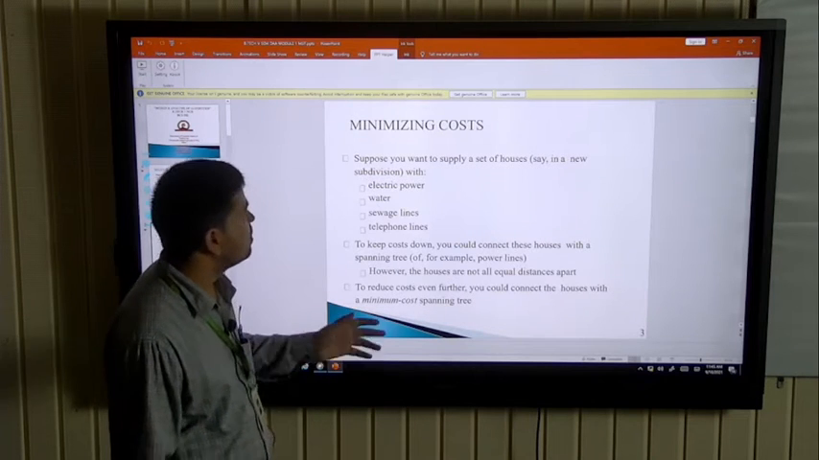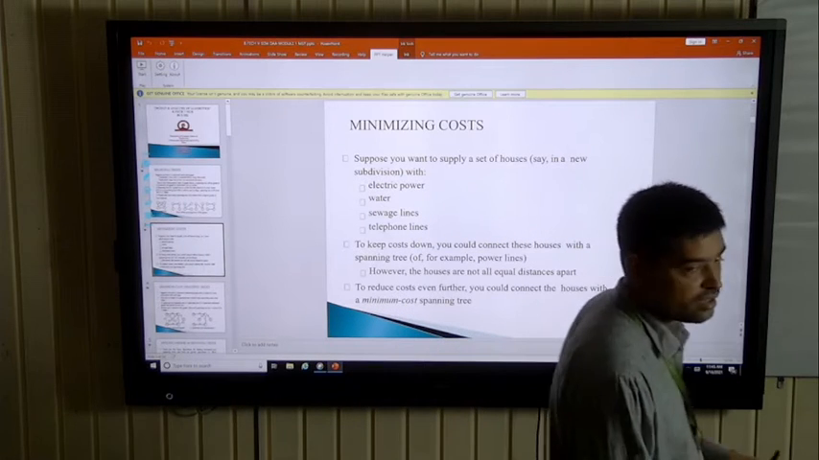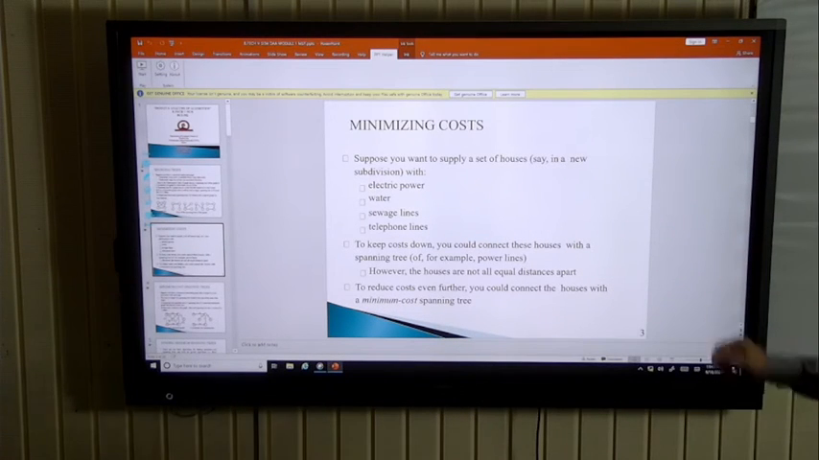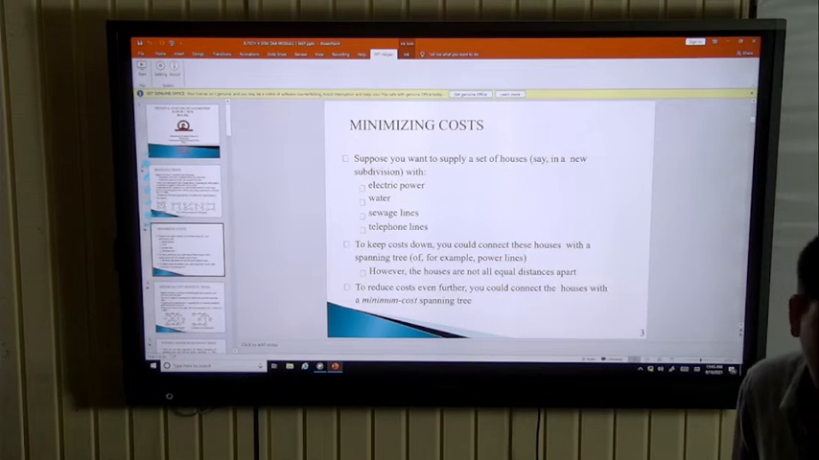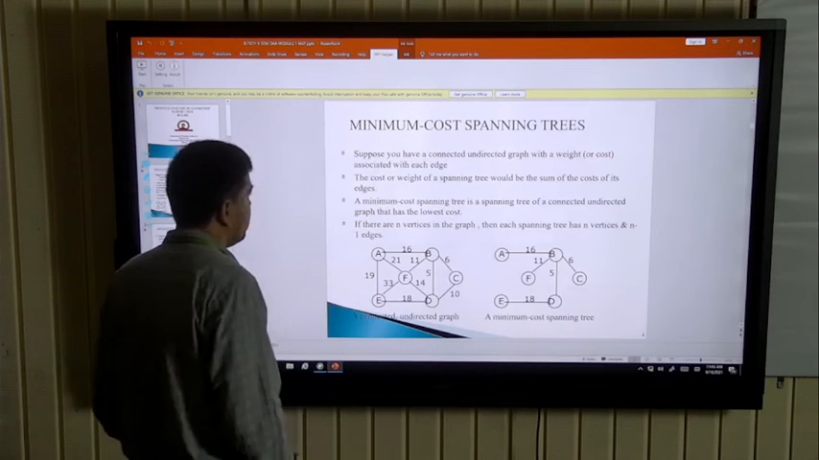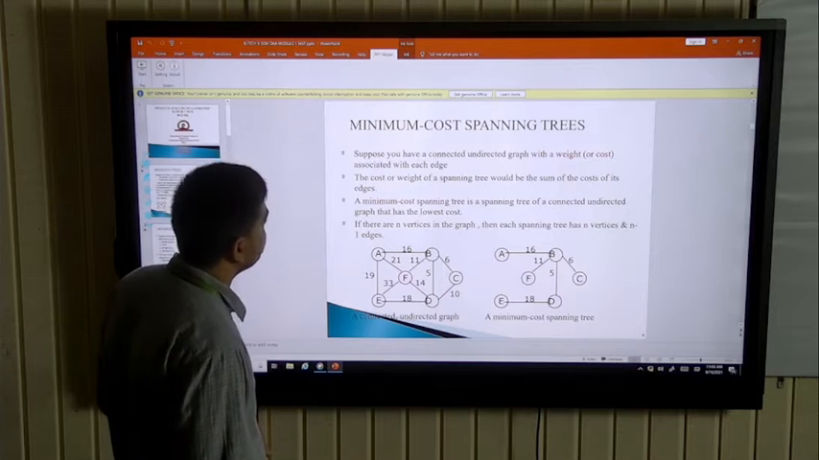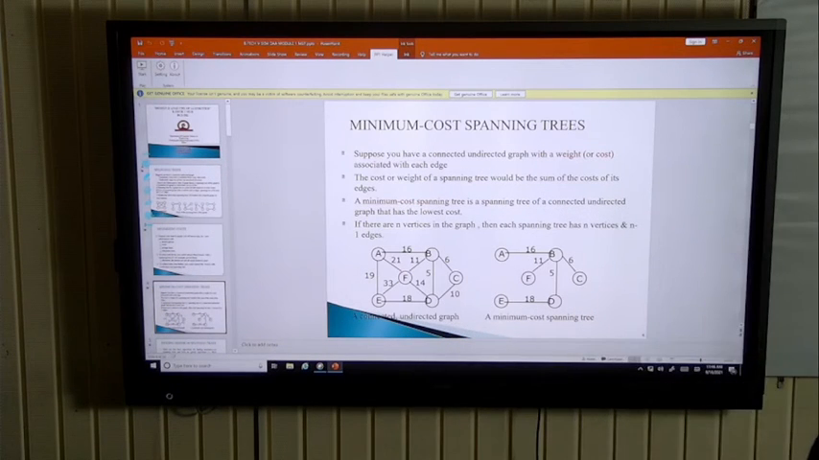Third one: how do we use this, the minimal spanning tree? Suppose we need to supply a set of houses in a subdivision with electrical power, water, sewage lines and telephone lines. We use these spanning trees. Now we find the minimum cost spanning tree.